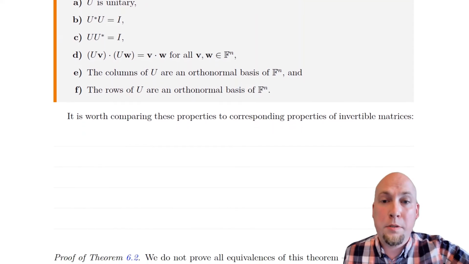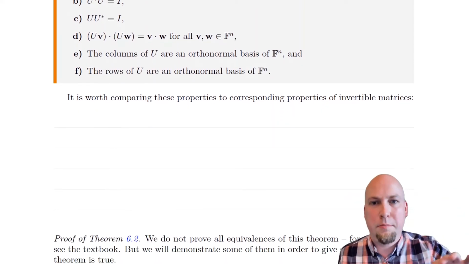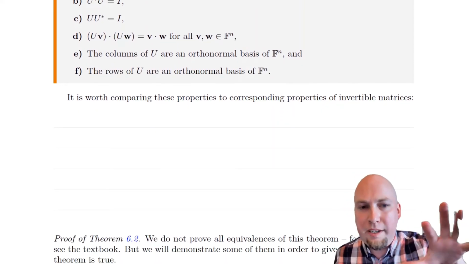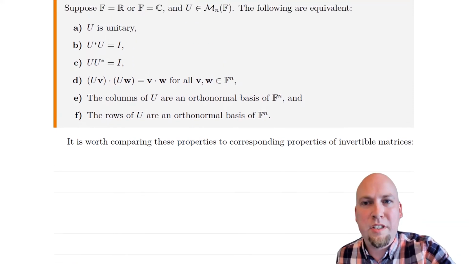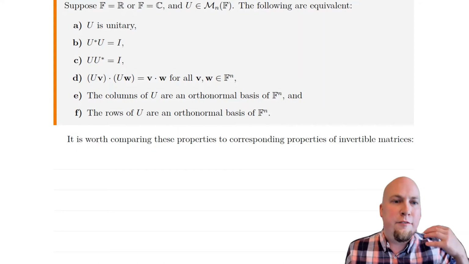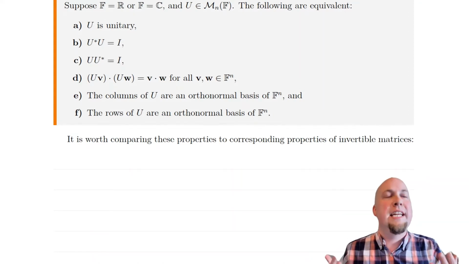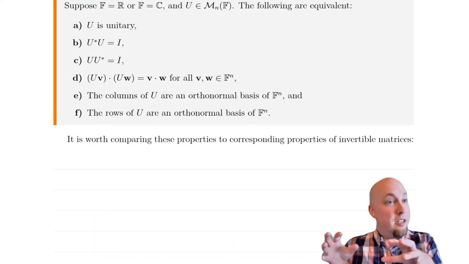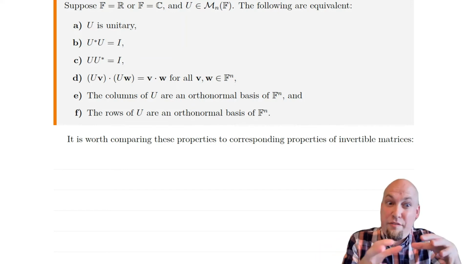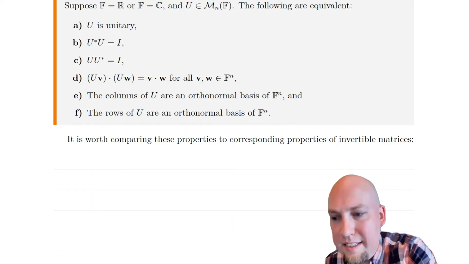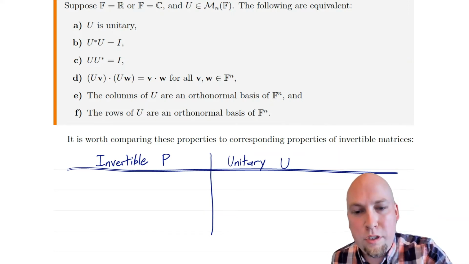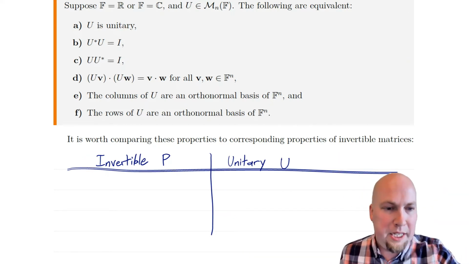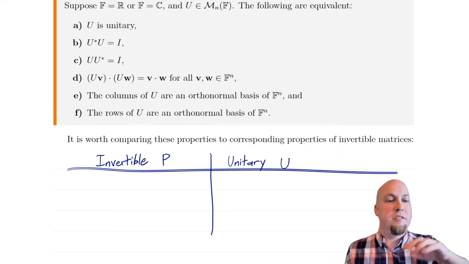And before we prove this theorem, we're actually not going to prove the whole theorem, we're just going to prove pieces of it. But before we even prove any of it, it's worth thinking about these properties a little bit more and how some of them compare to properties of invertible matrices, because the way you should be thinking about unitary matrices is they're like invertible matrices, except even nicer. Okay, so let's think about this. I'm going to draw a table here where we've got invertible matrices on the left, I'm just going to call them P, and then unitary matrices I'm going to call U on the right here.